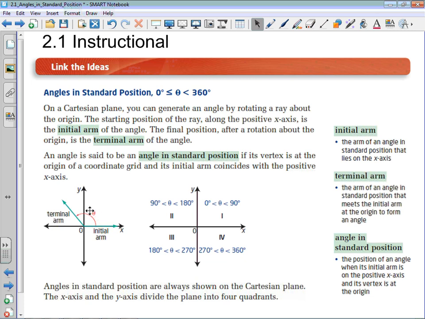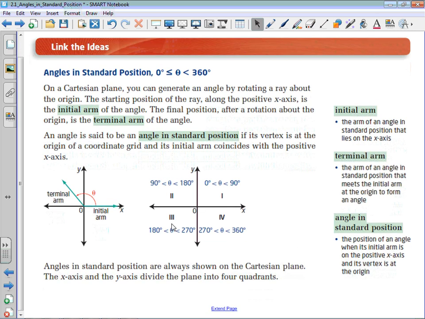Now, immediately what that means is that if I did want to label my different axes, then the positive y-axis is 90 degrees, negative x-axis is 180 degrees, negative y-axis is 270 degrees, and then back on the positive x-axis would be 0 or 360. We aren't going to go past 360 this year. You'll deal with that in Math 30-1.